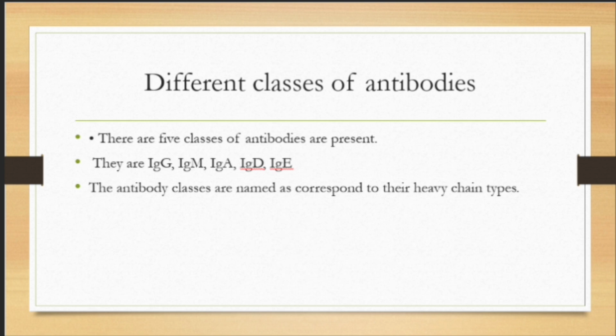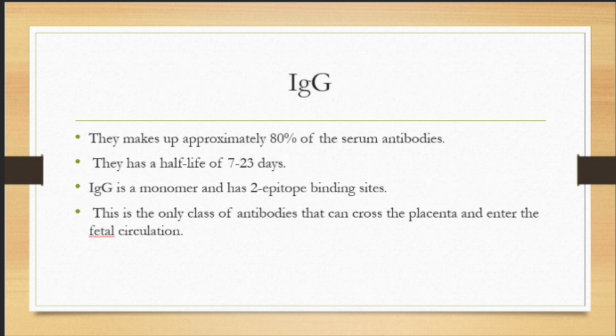Next is different classes of antibodies. There are 5 classes. They are immunoglobulin G, M, A, D, E. They are written as IgG, IgM, IgA, IgD, IgE. These antibody classes are named according to the heavy chain types.